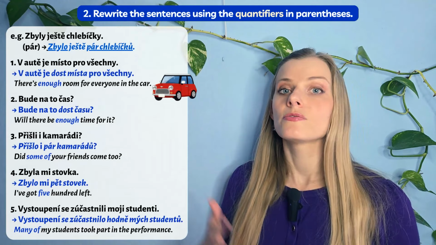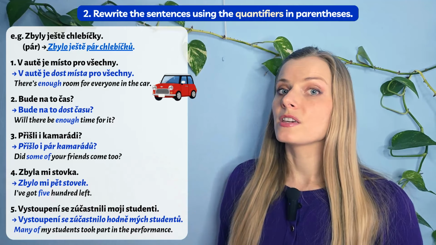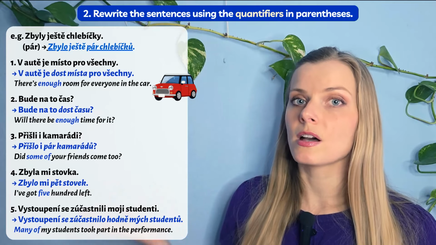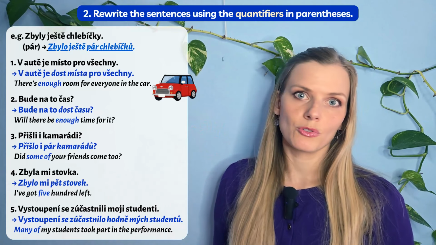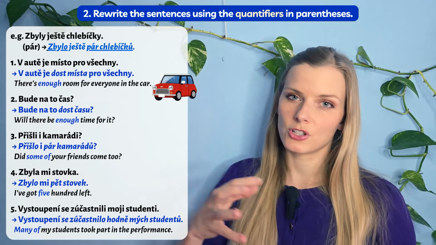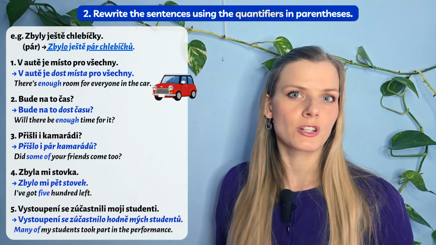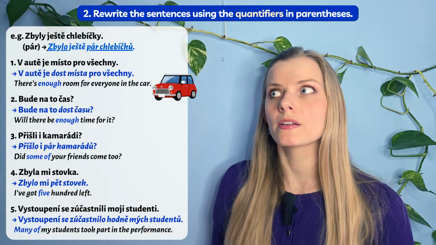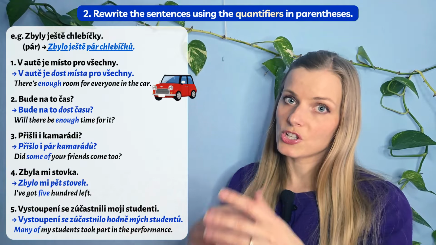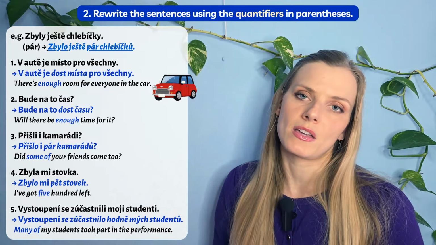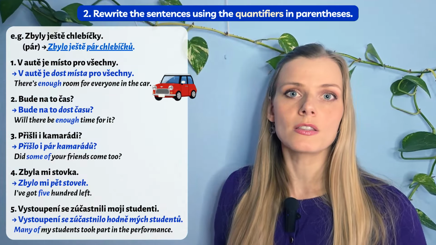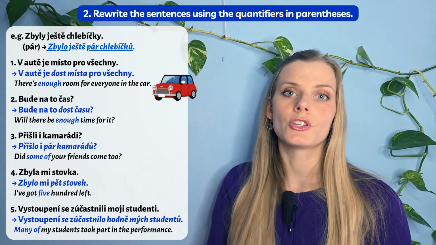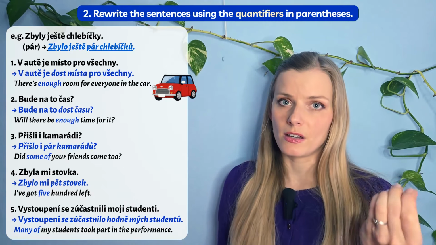Číslo 1. V autě je místo pro všechny. V autě je dost místa pro všechny. Číslo 2. Bude na to čas? Bude na to dost času? Číslo 3. Přišli i kamarádi. Přišlo i pár kamarádů. So here you see we changed the verb because we have past tense. The previous 2 sentences were easy because there you didn't have to deal with the gender, but here you do. Přišlo.